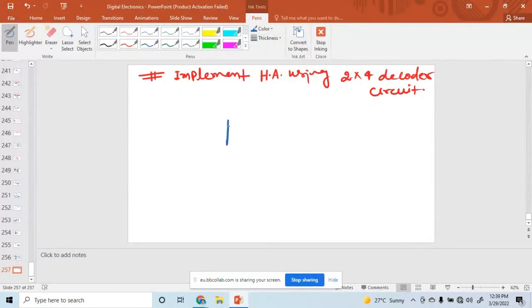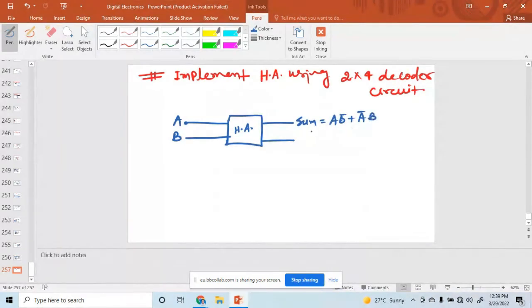So this is a half adder. Just to remember half adder, the input is A and B, and the output is sum and carry. The output sum is equal to A B bar plus A bar B, and carry is equal to AB. So how to design this one? So here I am using a 2 to 4 decoder.